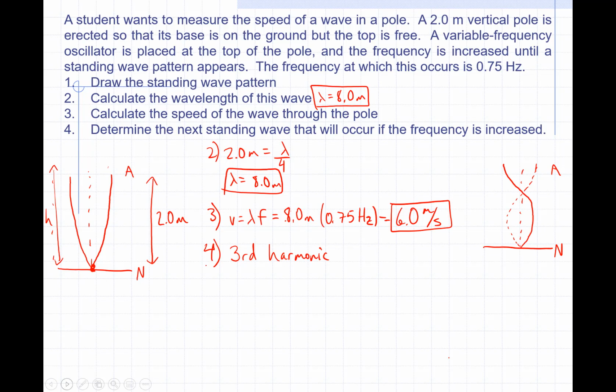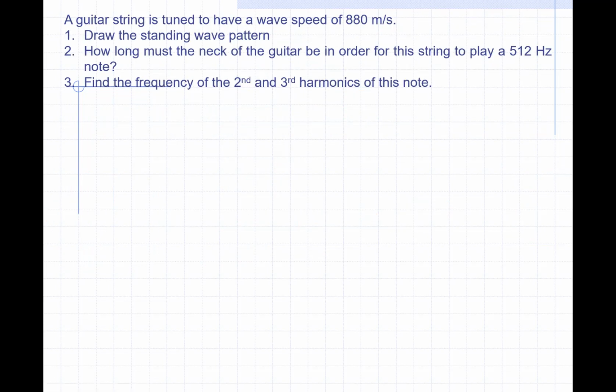So let's try another one. A guitar string is tuned to have a wave speed of 880 meters per second. Draw the standing wave pattern on the guitar string. It should say for the first harmonic.